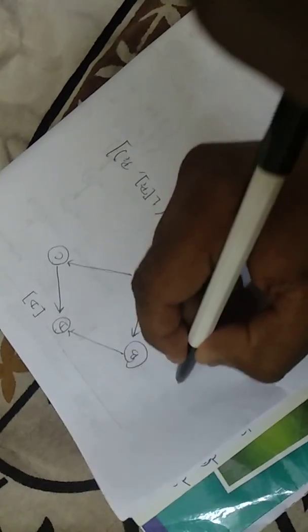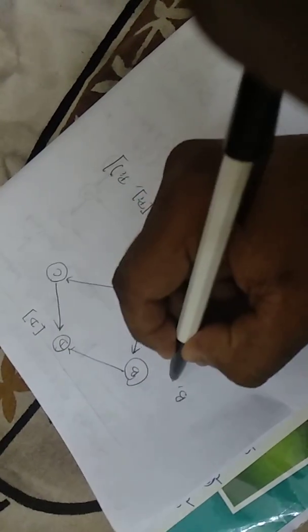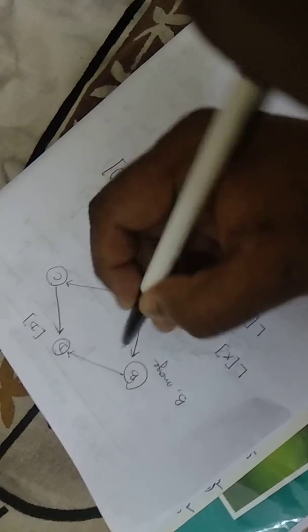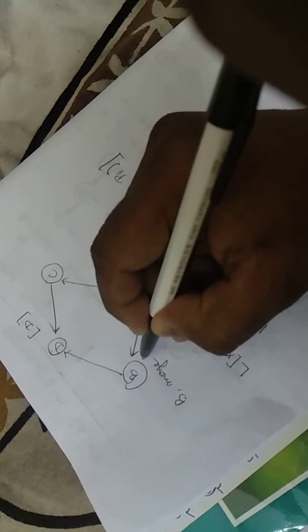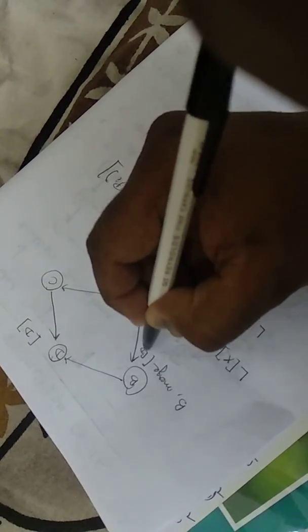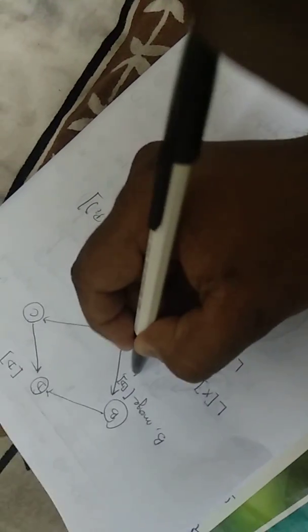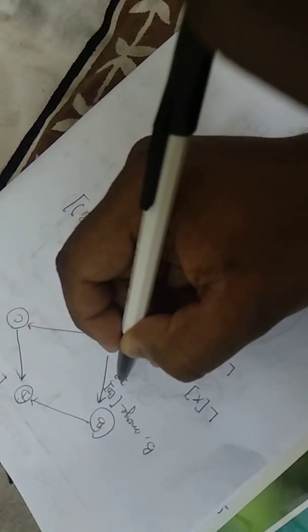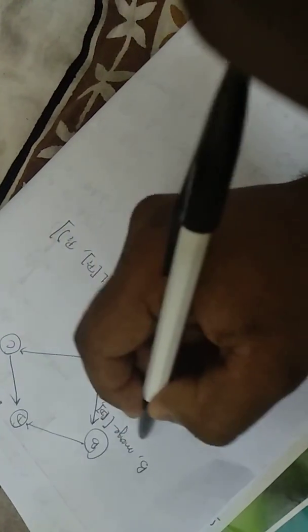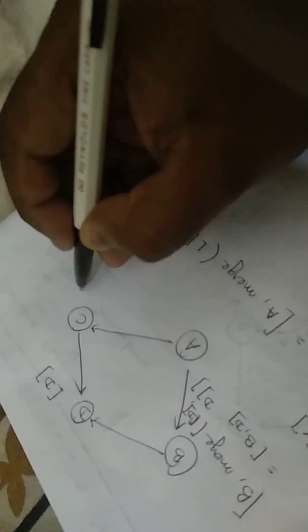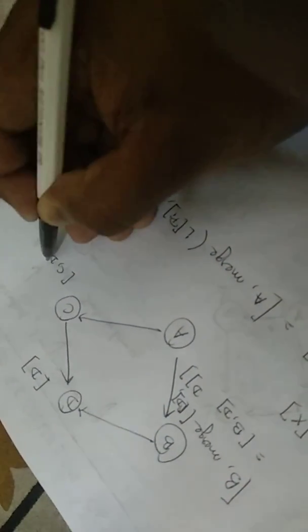Now come to B. What will be the linearization of B? It will be B and the merge of its parents' linearization, that is the list D and the list D. If you merge, these are in fact the same, so the merge will become D itself. So the linearization will be B comma D. For C, similarly we have C comma D.